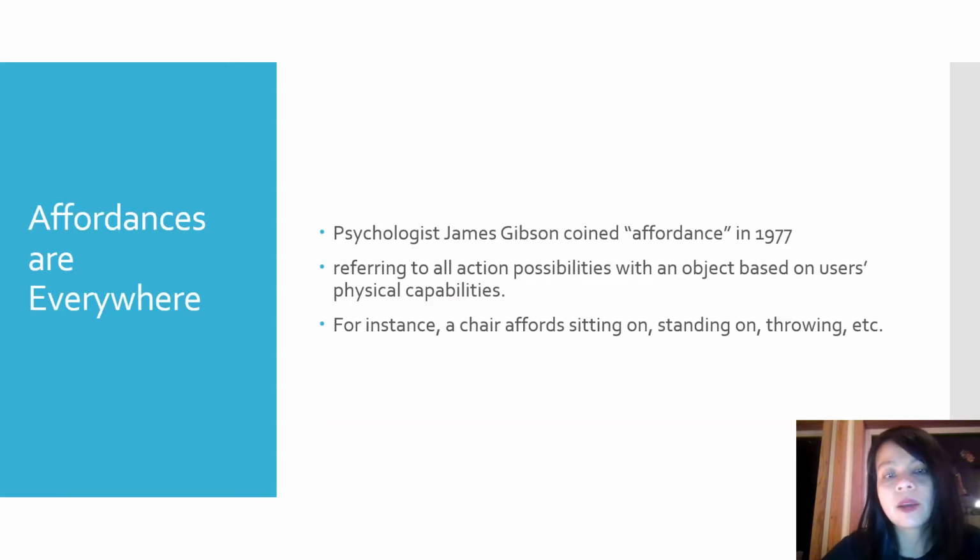So affordances are everywhere. It started out with psychologist James Gibson, who came up with the term affordance all the way back in 1977, and he used it to refer to all action possibilities with an object based on users' physical capabilities. So very much like the previous definition we looked at. For example, a chair affords sitting on, a chair can afford standing on, and a chair can afford throwing.